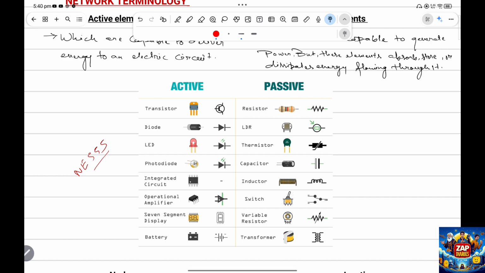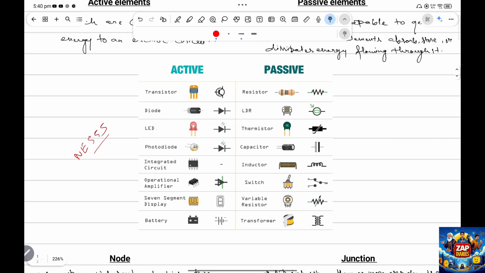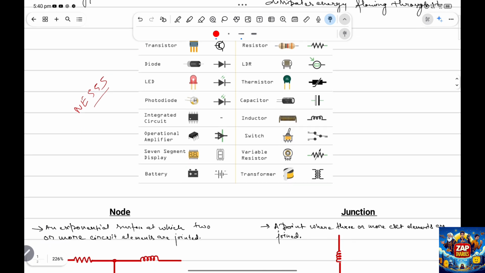Same for the passive. The resistor, LDR. LDR is short for light detecting resistor. Then a thermistor, capacitor, inductor, switches, a variable resistor, and transformer. These are all passive elements. These elements store energy and absorb energy, and components like a transformer also dissipate the energy flowing through them.